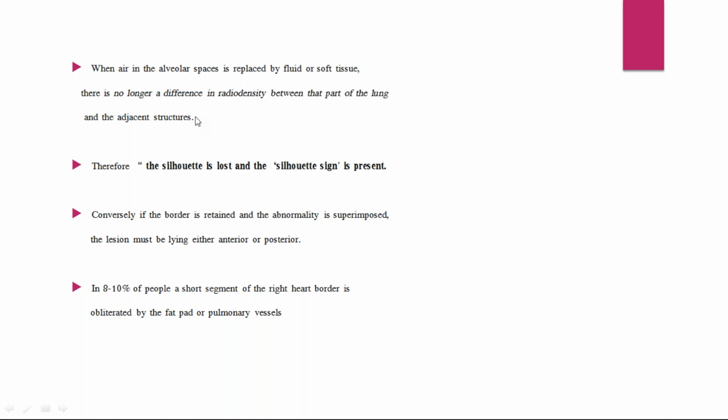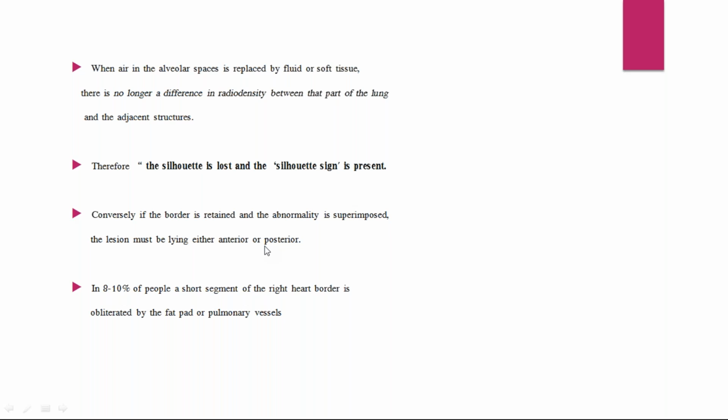Normally, the lung is radiolucent. If there is any pathology in the lung, like if the alveolar tissue is replaced by fluid or any soft tissues, the lung is no longer radiolucent and it will be radio opaque. Therefore, the silhouette is lost between the lung and the adjacent borders of the aorta or the heart. Conversely, if the border is retained and the abnormality is superimposed, the lesion must be lying either anterior or posterior.